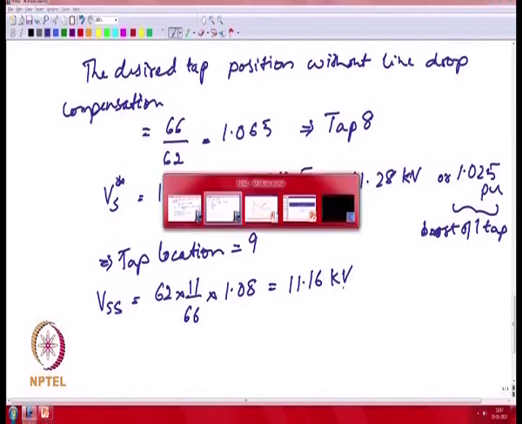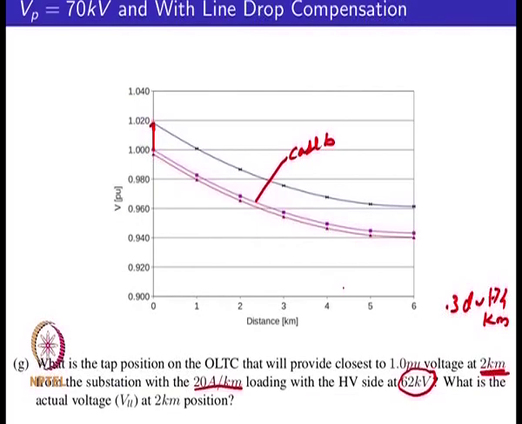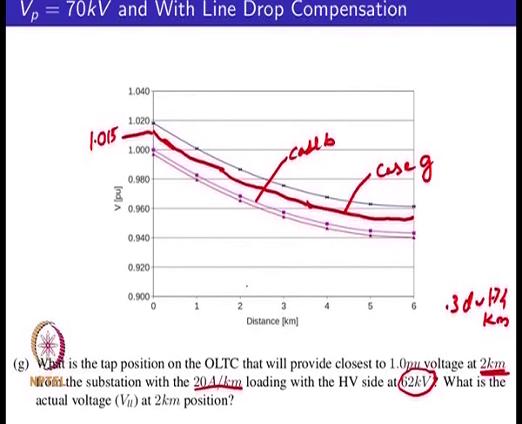So, if you look at where it would lie, it would essentially lie starting at somewhere around here. So, this would be case G, starting at around 1.015. So, at distance 2 it is again around 0.98 per unit.